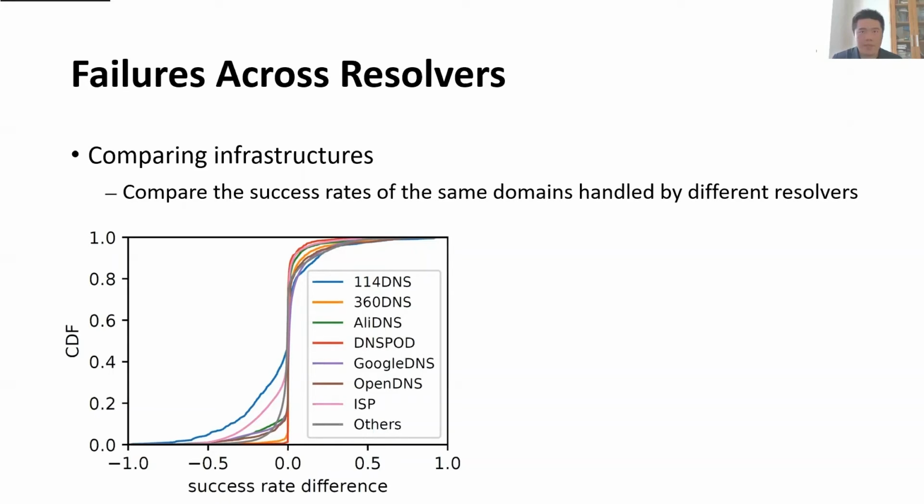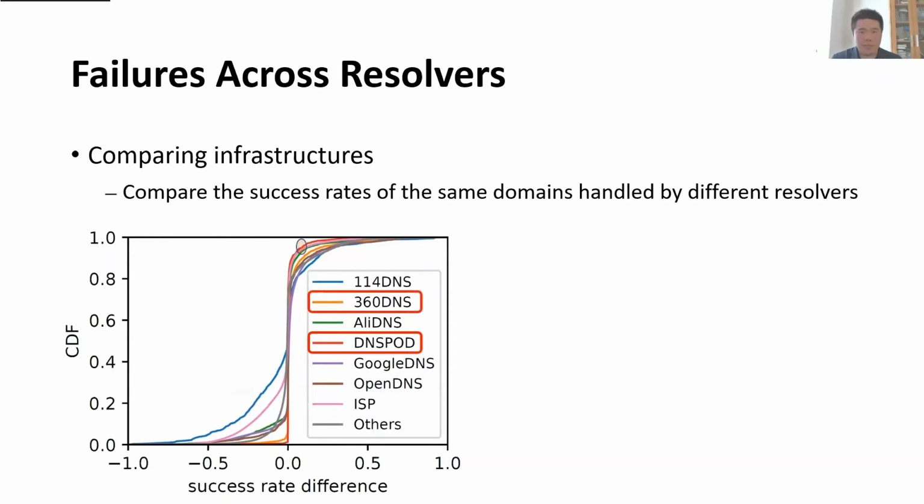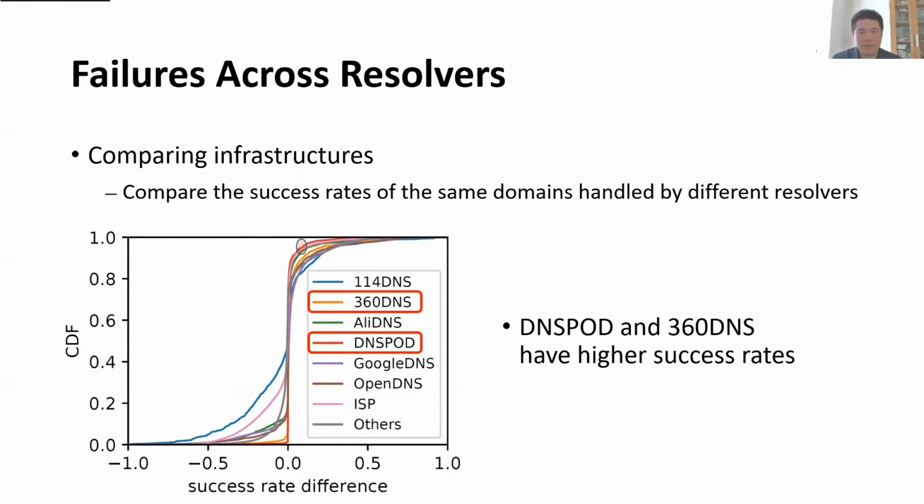A difference below 0 indicates a lower success rate of this type of resolver, and a positive value indicates a higher success rate. We can see significant differences for some types of resolvers. Domains resolved by 114 DNS and ISP are more likely to fail, while DNSPod, which belongs to Tencent, and 360 DNS, which belongs to Qihoo 360, have higher success rates. This observation partially explains the various success rates across public DNS resolvers.